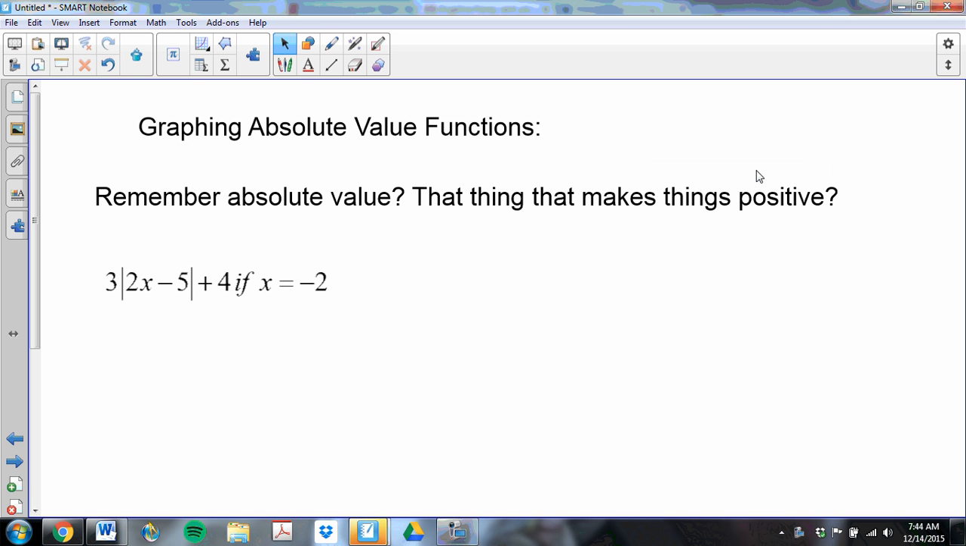Okay, here's a quick video for how to graph absolute value functions in my absence. Absolute value, if you remember, is the thing where you plug stuff in and you've got these walls here, and the absolute value takes the stuff inside the walls and makes it positive.